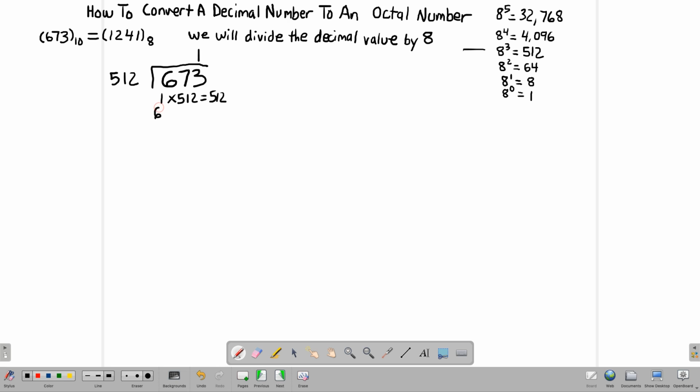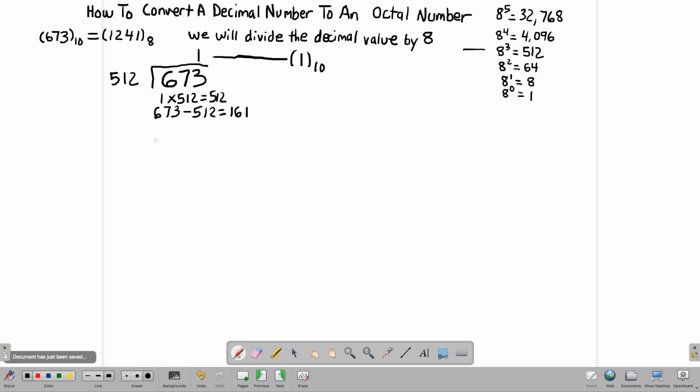And we'll take 673 and subtract 512. Let's see what that gives us. That's a value of 161. And we'll keep this value here in decimal format, so that's to the base 10 for now. All right, so then we continue to divide.